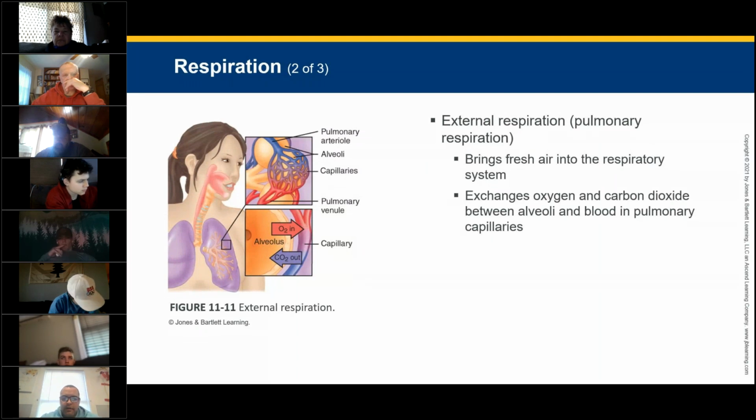External respiration or pulmonary respiration is the process of breathing fresh air into the respiratory system to exchange the oxygen and carbon dioxide between the alveoli and the blood in the pulmonary capillaries. Surfactant reduces the surface tension within the alveoli, keeps them expanded, which makes it easier for the gas exchange to occur. Surfactant is effectively the lubricant in your lungs to keep them moving smoothly and to prevent some of that friction between the two.